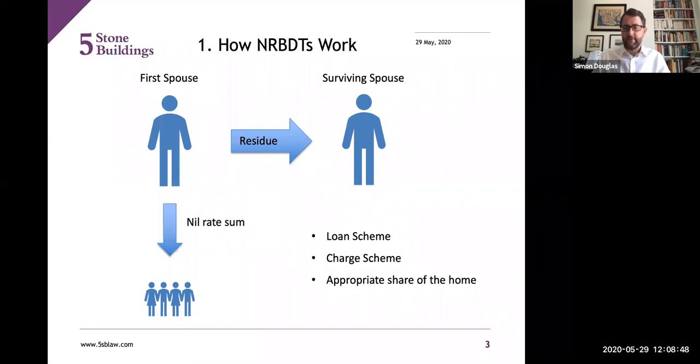And the outcome should roughly be the equivalent as it is now, where the first spouse can simply leave their nil rate band allowance to the surviving spouse. Because with this scheme, you're reducing the value of the surviving spouse's estate by a sum equivalent to the nil rate band. So that's roughly speaking how they work.